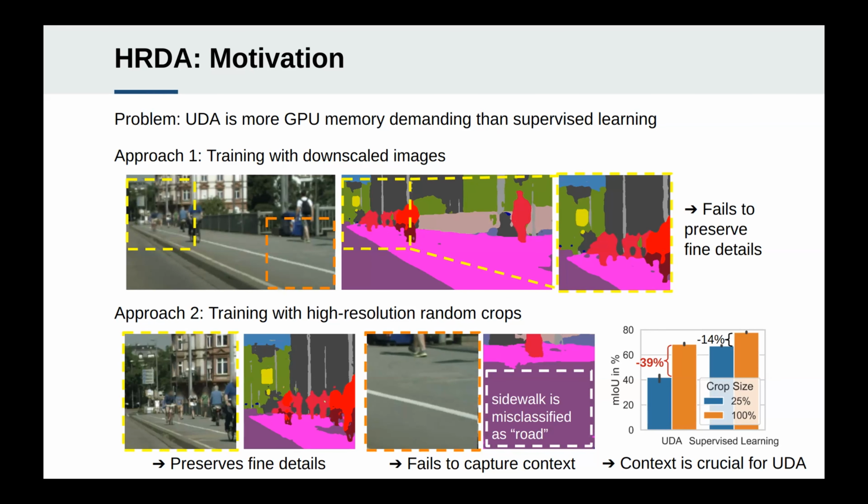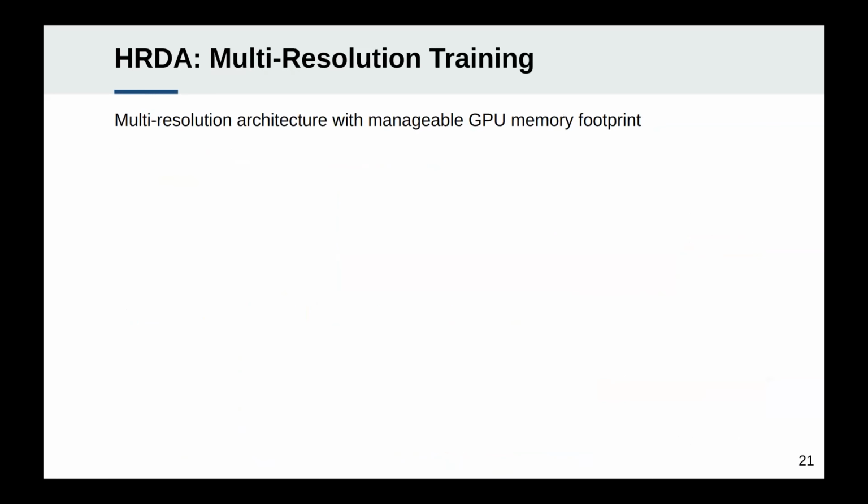As I said, cars always drive on roads. Over here, the sidewalk is beside the road. You can see some pedestrians walking on the sidewalk. These context relations are super important for domain adaptation, and we want to preserve them. So we don't want to have a small crop size, but still we want to have a high resolution. So how can we combine the advantages of both?